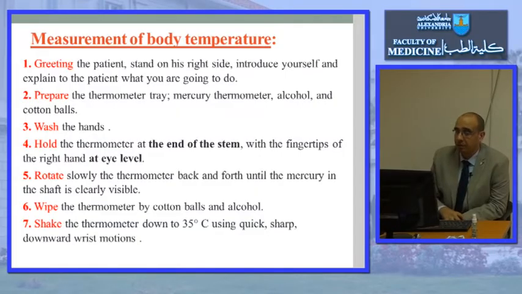How to measure temperature? At first, I should greet the patient and introduce myself to the patient. Prepare the thermometer, the alcohol and cotton balls. I should wash my hands, and hold the thermometer at the end of the stem at my eye level. I rotate it slowly until the mercury is clearly visible. I should wipe the thermometer with cotton balls and alcohol from the stem to the pulp. I should shake the thermometer down to 35 degrees using quick and sharp wrist motions.